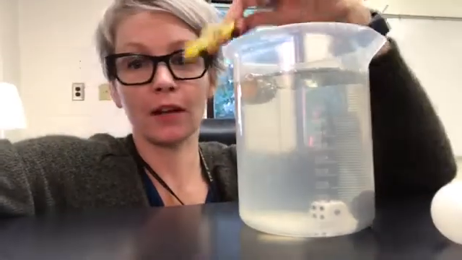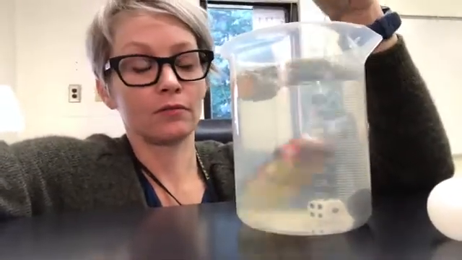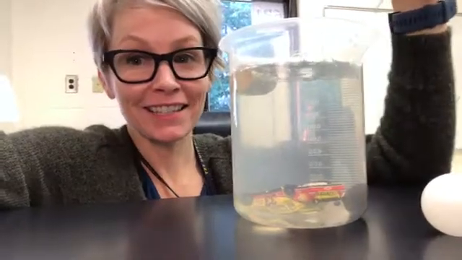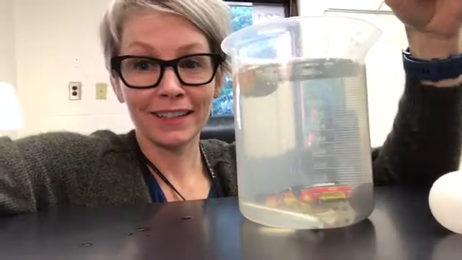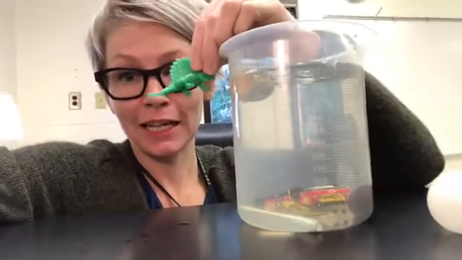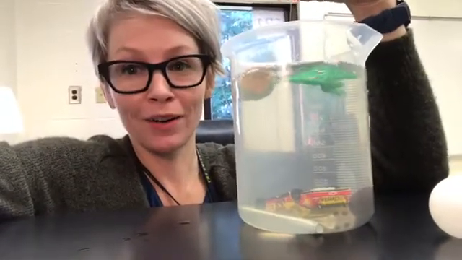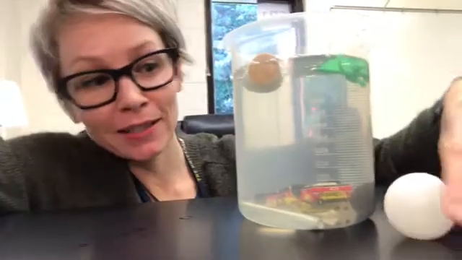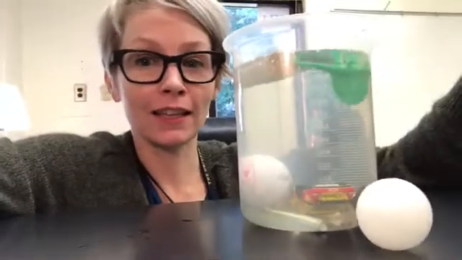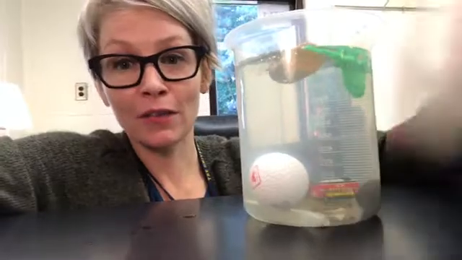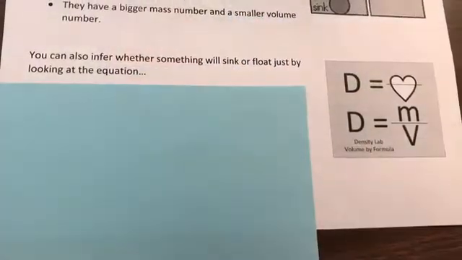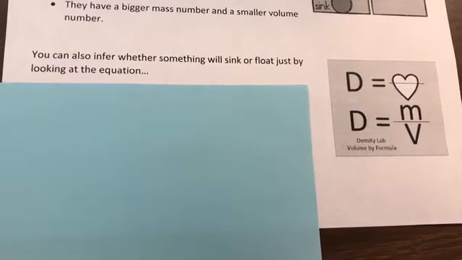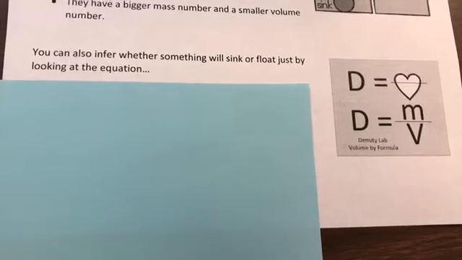How about a matchbox car? What's it going to do? You know its density has got to be greater than 1. A metal bolt, greater than 1. Plastic dinosaur, ooh, less than 1 gram per cubic centimeter. What else do we have? We know the golf ball is going to sink. It's got a greater mass number than its volume, and the ping pong ball has a smaller mass than its volume number. You can also infer whether something will sink or float just by looking at the equation.